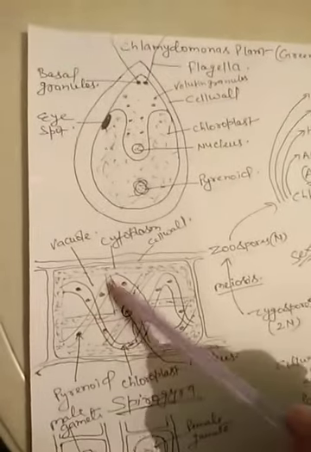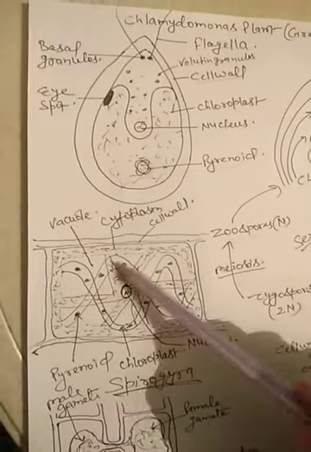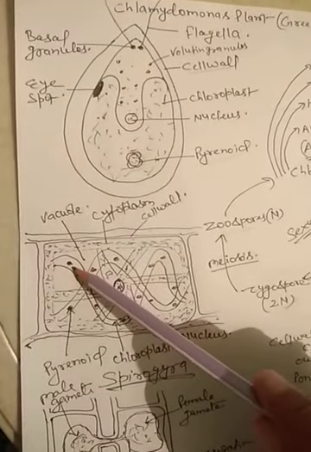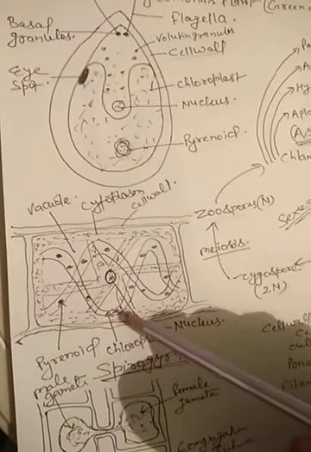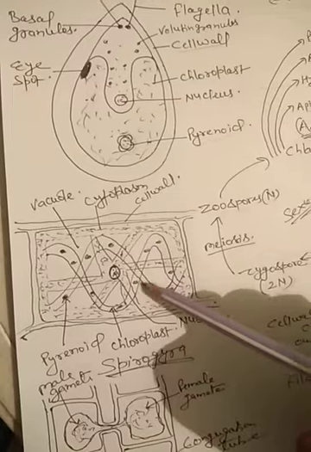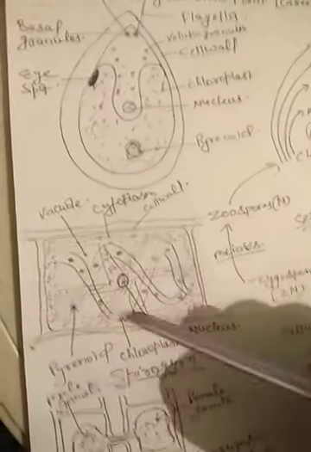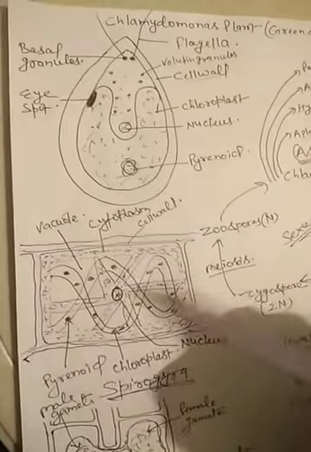There is a ribbon-shaped, spirally arranged chloroplast, and in the chloroplast pyrenoids are also found. Pyrenoids are storage structures that store protein and starch. So this is the structure of Spirogyra. All the cells are more or less similar.